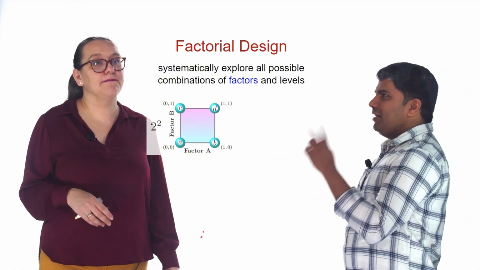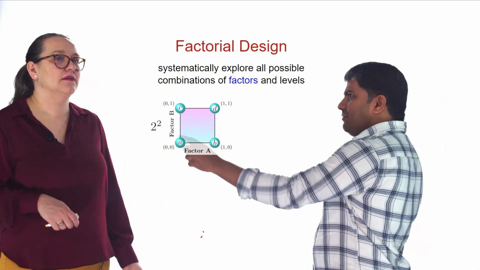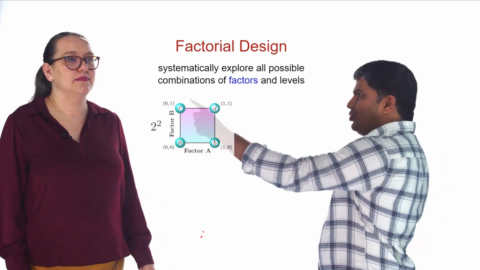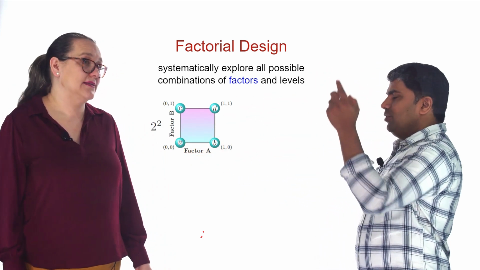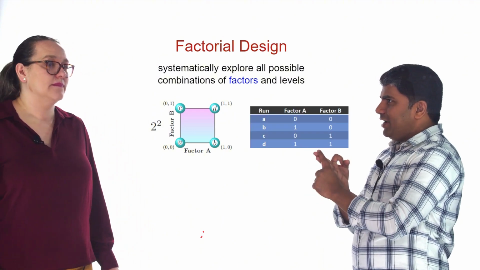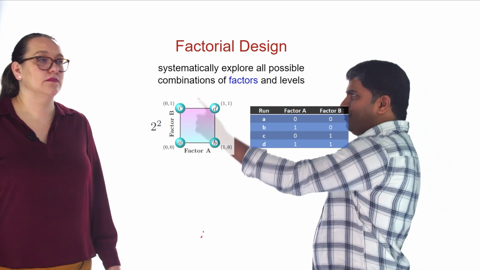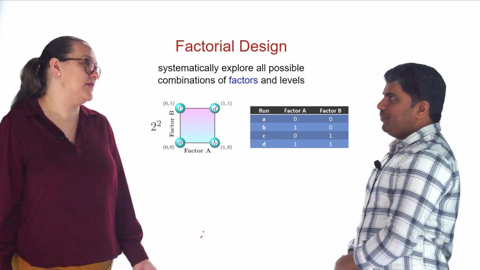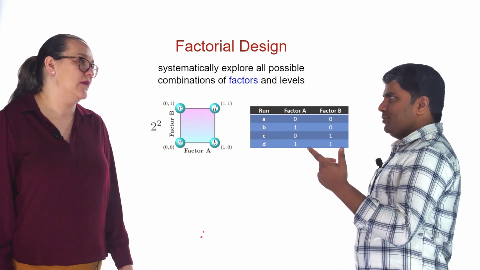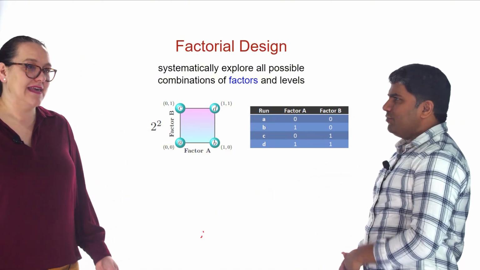You are explaining that if we have two factors, A and B, and in each factor we have two levels, that is 2 to the power 2. Yes. But in our case we have 3 factors, and in each factor we have 2 levels. So it should be 2 to the power 3. How many combinations should we have? 2 to the power 3 is 8. So I have 8 combinations. Which are the combinations?